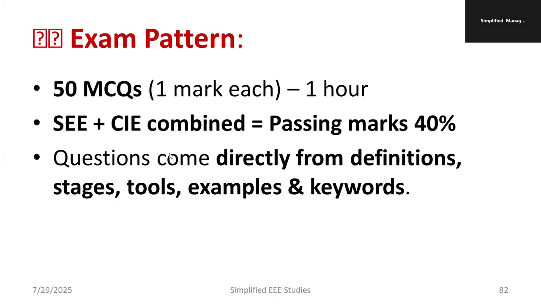Maximum utilization is required. The total evaluation comprises the semester end examination and the CIE, that means continuous internal evaluation or assessment. Altogether, you should get 40%. The CIE is provided by the internal faculty, the teachers. The SEE you have to earn from the university examination.